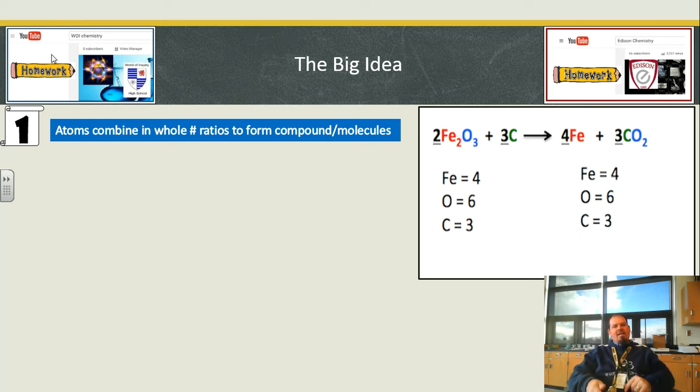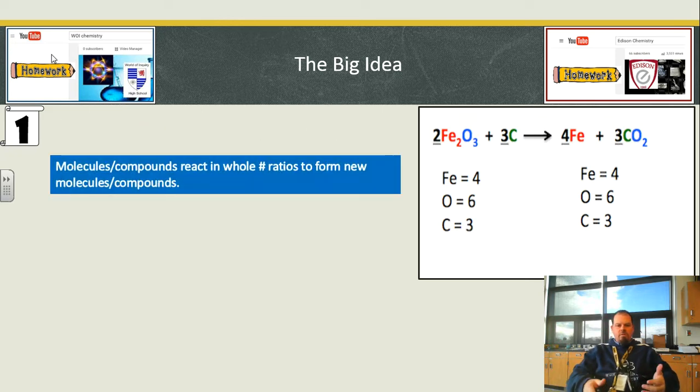to make molecules, they combine in those whole number ratios, 2 to 3 in the first case, 1 to 2 in the second case. This unit's going to go into what we learned last unit, how to make molecules. In this unit, we're going to say, well, if I take this molecule and this molecule and put them together, what happens now? Then this reaction is going to form. And so I can also make a ratio of molecules react in whole number ratios to form new molecules and compounds. So I can make a connection there. And that's what these coefficients are all about. It says I need two of the Fe2O3s to react completely with three of the Cs. So that's a 2 to 3 ratio.